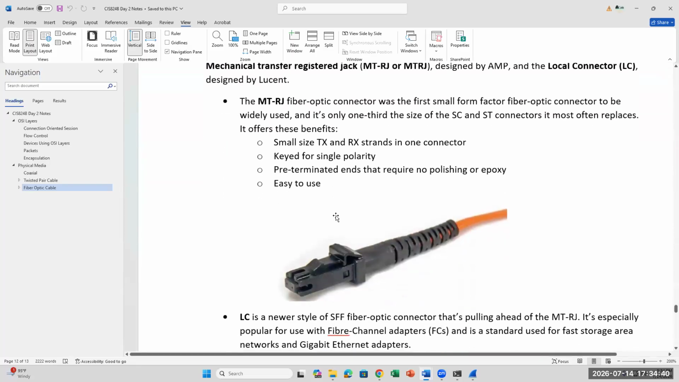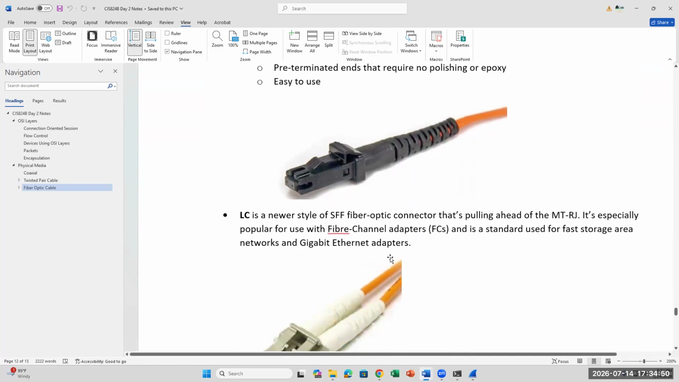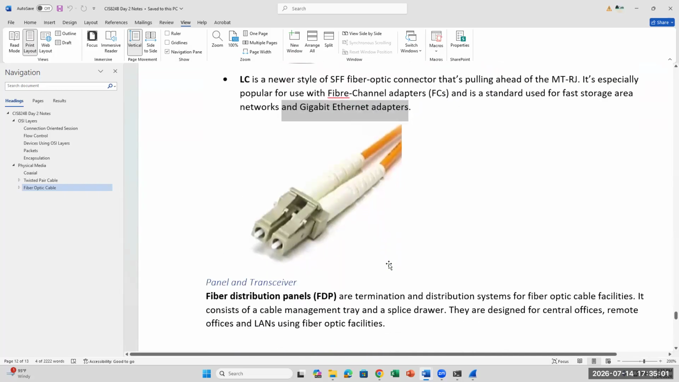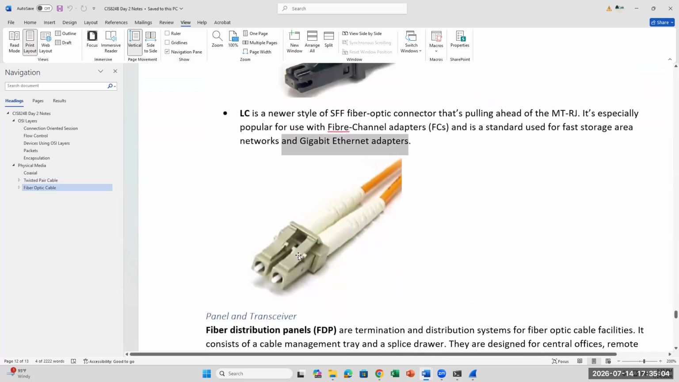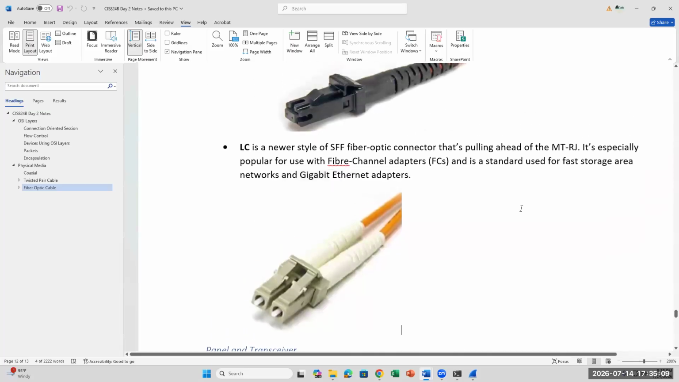And then you also see something like this, which is your MTRJ or the LC. And this is newer. So when you're using gigabit Ethernet, it's definitely way faster. That's what they sell. And then you also have something like this. Will you need to know the difference? Unless you're going into fiber optic technology, or networking with fiber, then you need to know that.